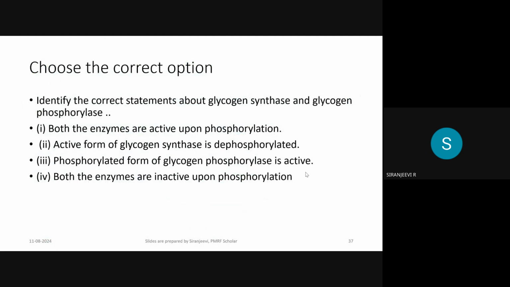The correct options here are 2 and 3, because we have seen the active form of glycogen synthase is dephosphorylated, and the phosphorylated form of glycogen phosphorylase is activated. So both the other options are wrong.